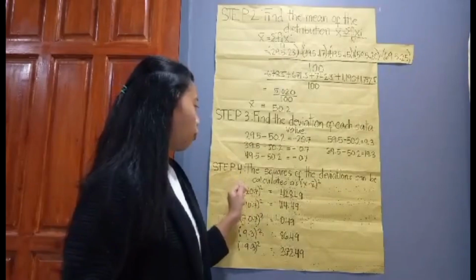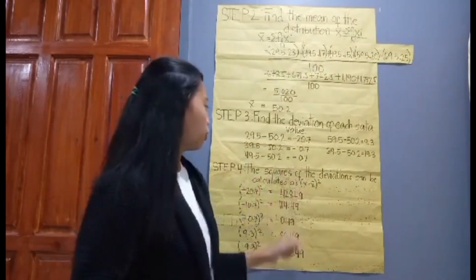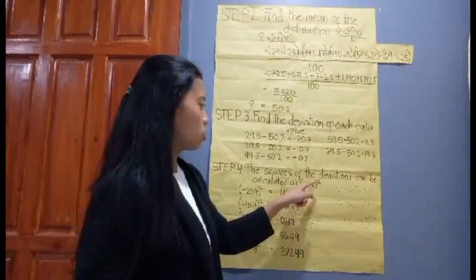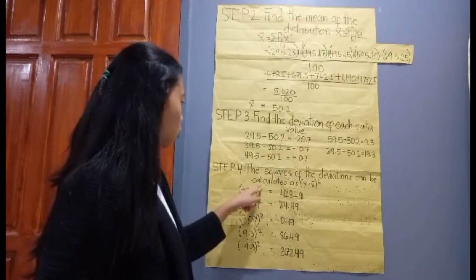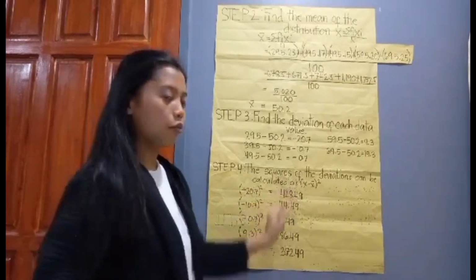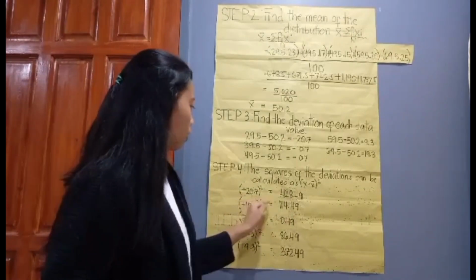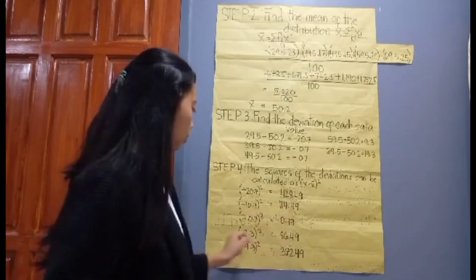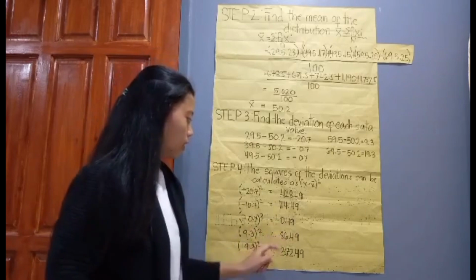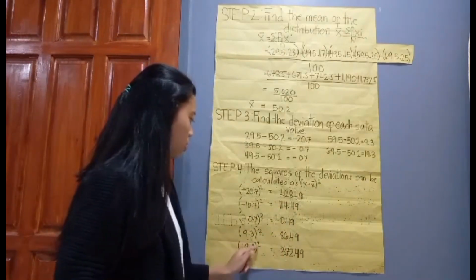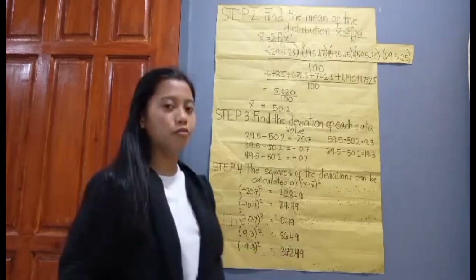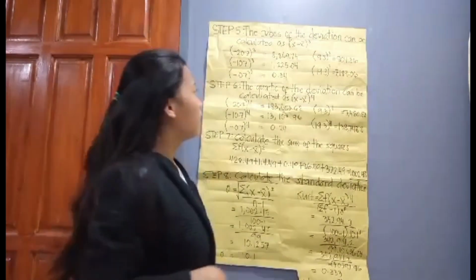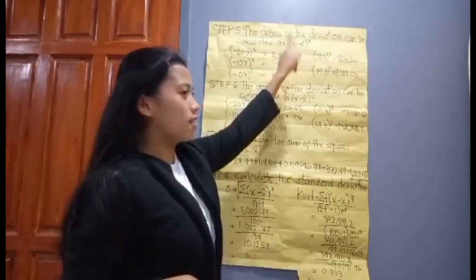In step 4, the squares of the deviation can be calculated using this formula: x minus x bar, squared. Negative 20.7 squared is equal to 428.49. Negative 10.7 squared is 114.49. Negative 0.7 squared is 0.49. 9.3 squared is 86.49. 19.3 squared is 372.49.